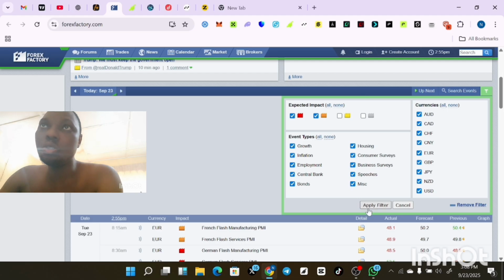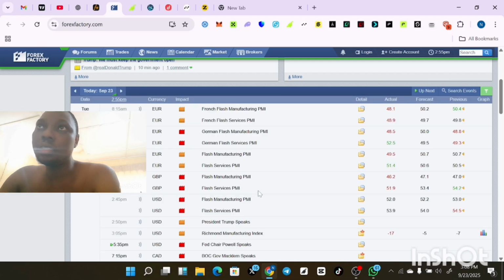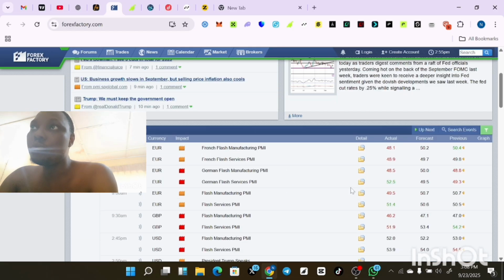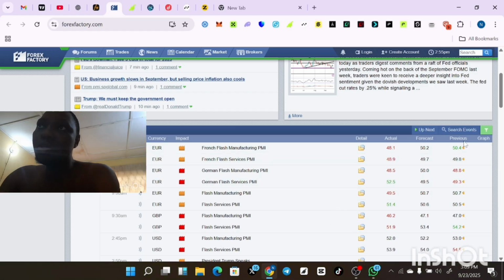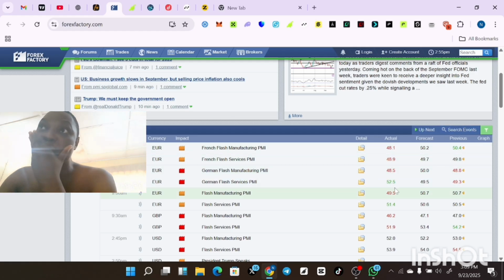Okay, so let's go to the news. Looking at it here, you can see the red folder news, all of them. Then if you come to this side, you will see actual, forecast and previous. We focus on this actual news and the previous one.